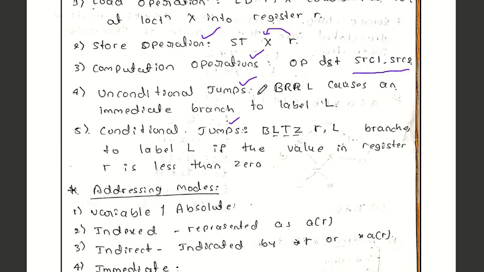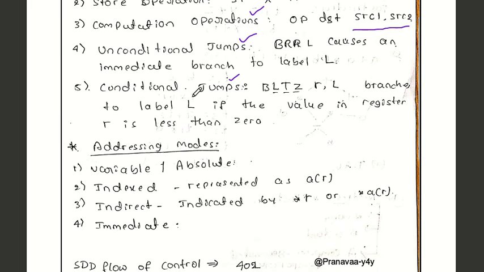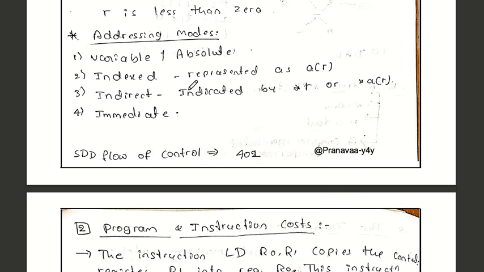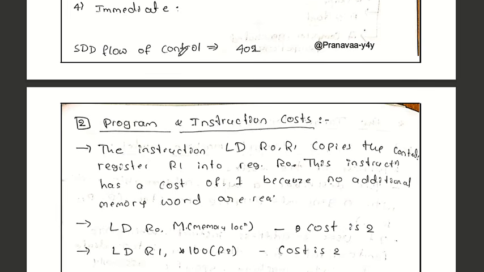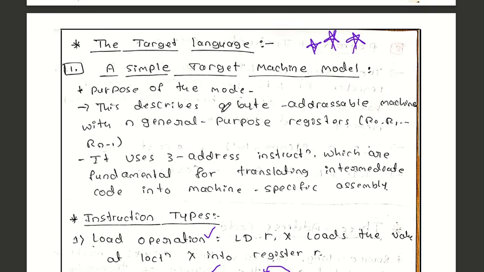Then unconditional jump, here BR L causes the immediate branch to the label L. Next, the fifth one, conditional jump: BLTZ r, L branches to the label L if the value in the register r is less than 0. Then comes addressing modes: variable name or absolute, indirect, indexed, and immediate. These 4 come under the addressing modes. This is all about the simple target machine model, short note.